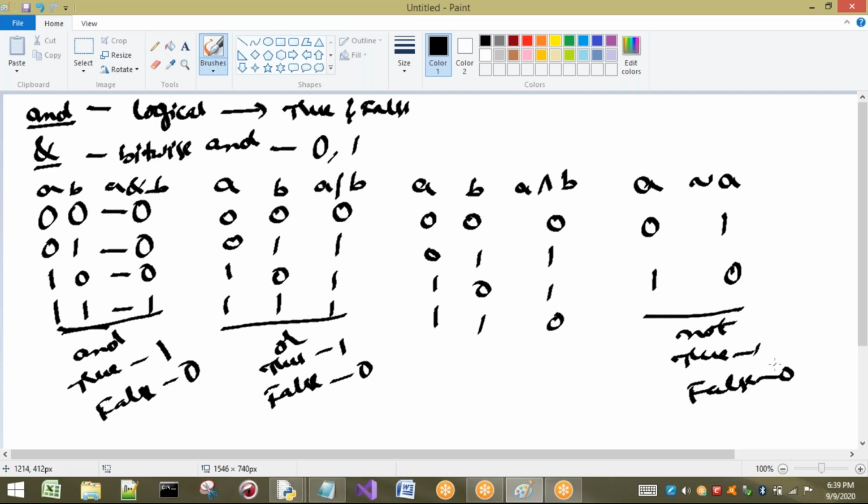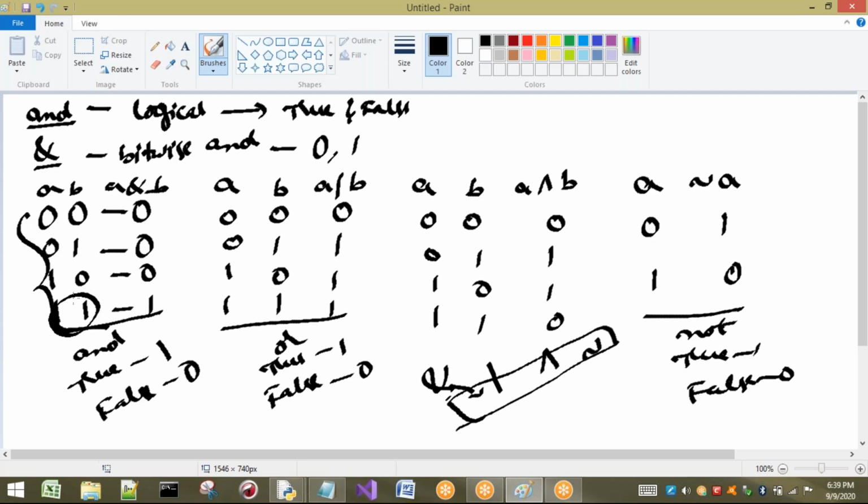Whenever we see these symbols, they should compulsorily be applied on bits only. So these are called bitwise operators. For each and every operator, I am going to give a detailed explanation, because it is required here. So you just have to remember these points.